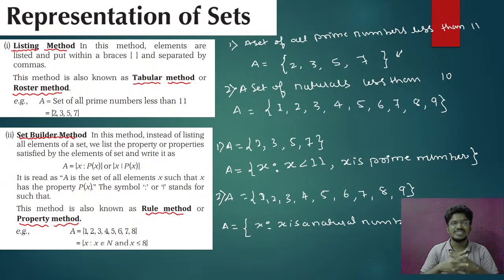And the first one is the listing method, also called the tabular method or roster method. Here the very important thing is you have to understand the concept, and then go for the next concept. Once you understand the concept, solve the problem. If you don't understand the concept, don't solve the problem. But don't memorize anything. If you memorize any definition or any concept, that is not going to be worthwhile for you in the CET. Okay.